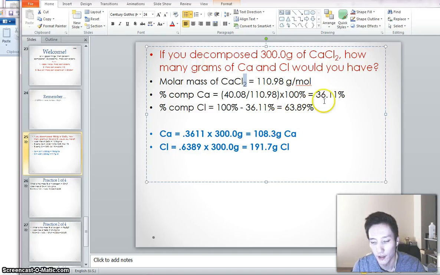Once you have this though, you have the percentages now, so you can simply multiply the original total by the percentages in decimal form. So 0.3611 times 300, the original, will give you 108.3 grams of calcium, and then 0.6389 times 300.0 grams would give you 191.7 grams of chlorine.